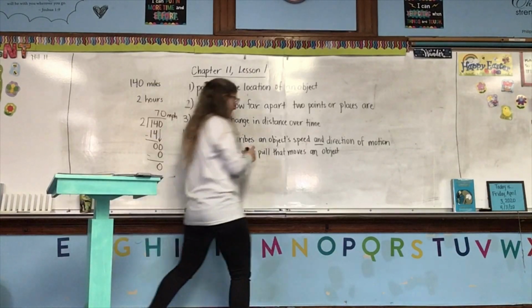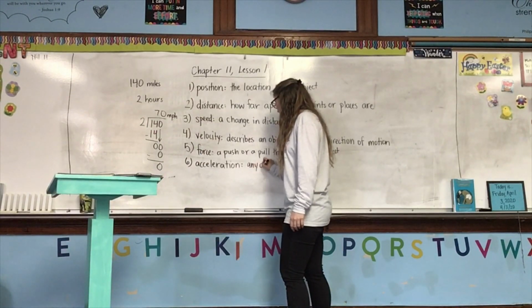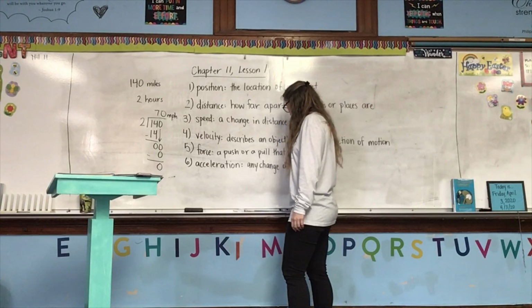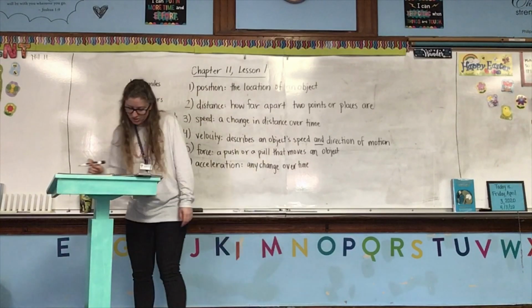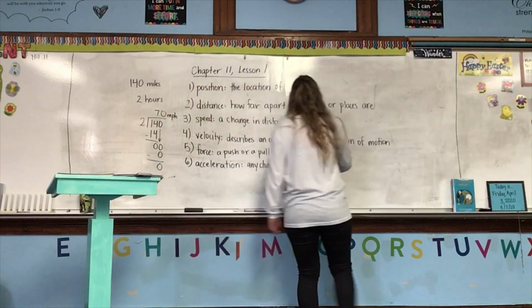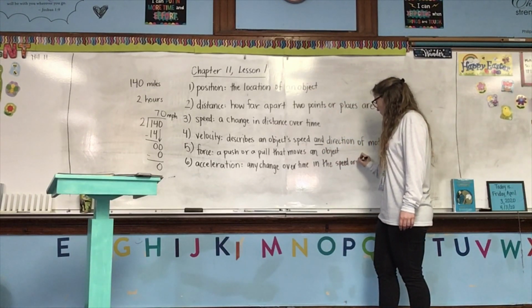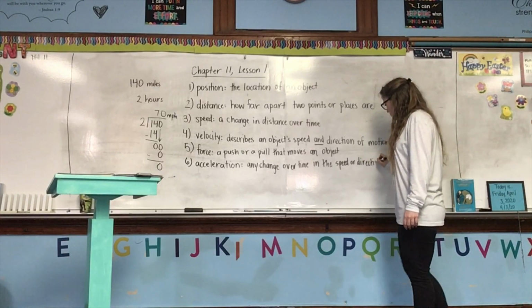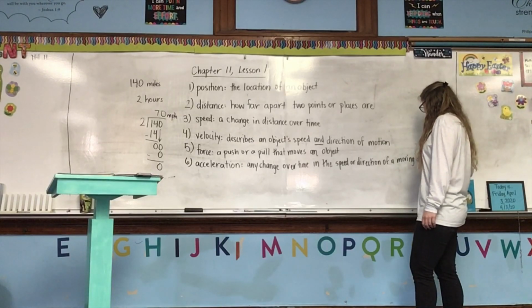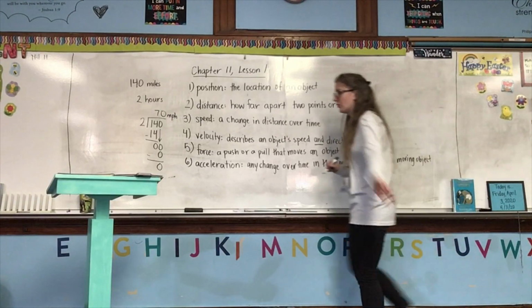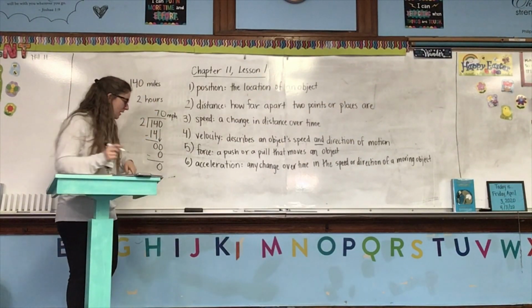Which is any change over time in the speed or direction of a moving object. So that's like those skaters. As they turn the corner, their direction changes and they slow down just a little bit so they don't fall over. And inertia.